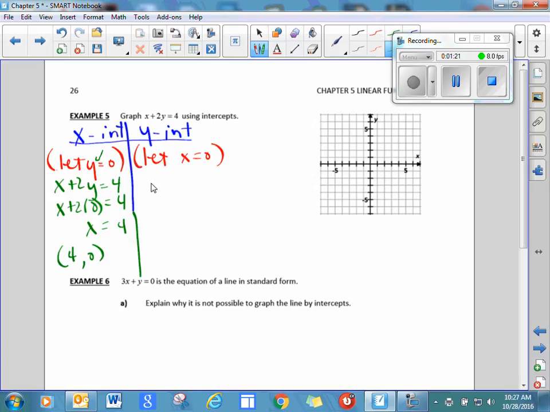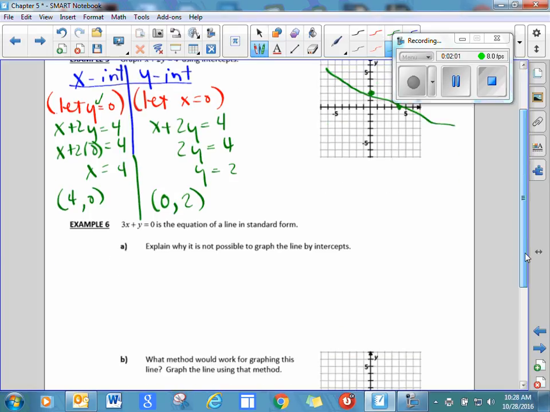The second point, go back to the original equation, x plus 2y equals 4, and we're going to plug in 0 for x. So that x goes away, and we get 2y equals 4, or y equals 2. Write the ordered pair, x is 0, y is 2, and now we can go over here and plot our 2 points and thus create a line. 1, 2, 3, 4, 0, and 0, 2. So we know our line is going to have a negative slope. It's going to start high and fall as it goes to the right.